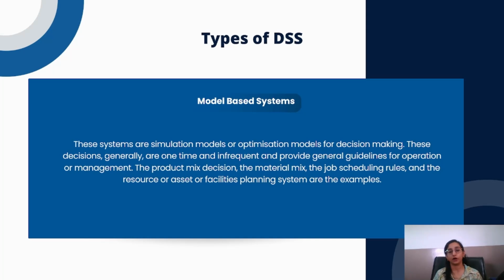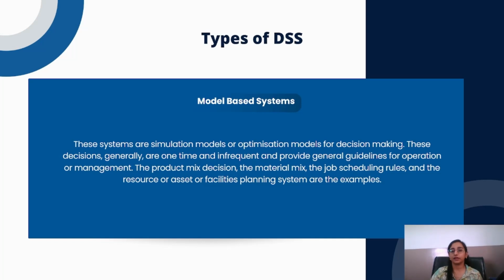Here are some examples of model-based systems like product mix decisions, which means determining the optimal combination of products manufactured to maximize profit or minimize cost. Another example we can take is material mix, which means identifying the best mix of materials to use in production to ensure cost effectiveness and quality. Another example we can take is job scheduling rules, which means developing rules for scheduling jobs in a manufacturing process to optimize efficiency and reduce downtime.